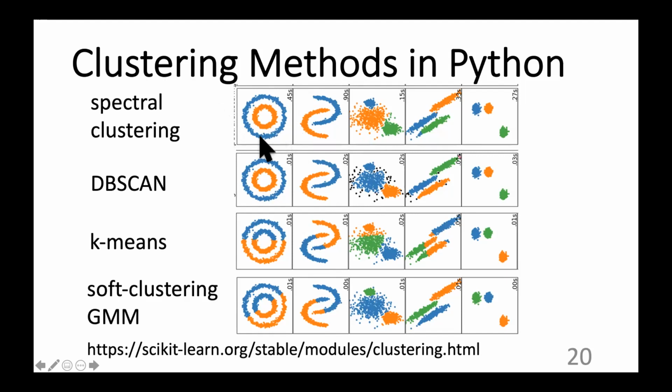And here you find a nice overview of different data sets. Each column here corresponds to one data set. The first column is this 2-ring data set that I talked about in the lecture. And you see that spectral clustering and DBSCAN can cope with these ring structures, whereas K-means and soft clustering with Gaussian mixture models fail. So it cuts these rings into pieces. Also here, some other non-Euclidean structures are dealt with well by spectral clustering and DBSCAN.